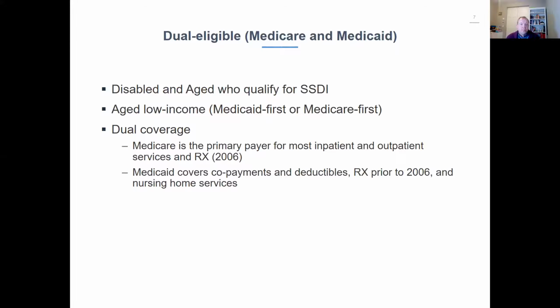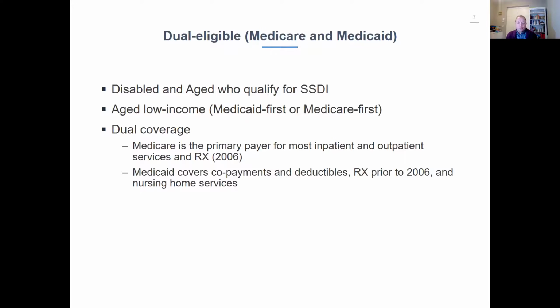There, of course, are people who are in both programs of Medicare and Medicaid, people who are disabled or aged eligible, who qualify for Social Security disability insurance. You have aged low income. So if somebody is low income, you could think about this as Medicaid first or Medicare first. In other words, does this person spend down over time, for instance, and become eligible for Medicaid? Or were they already low income covered under a Medicaid program and they, for instance, aged into a Medicare program or were determined to be disabled newly? So those are kind of two different populations.